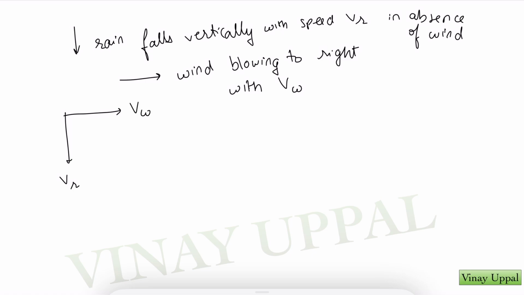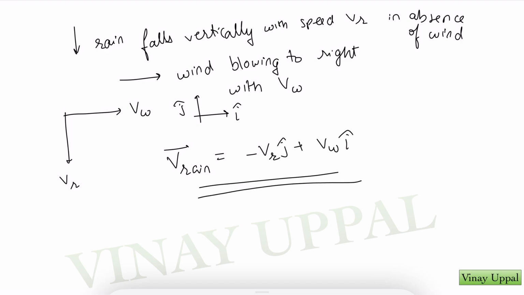So the wind velocity just gets added to the rain velocity, and if I take this as my i cap and upward as j cap, I can just write my rain velocity as minus VR j cap plus VW i cap. So this will be my rain velocity, and then they can give you an observer running at some speed. They can ask you at what angle the umbrella should be held. So now this is exactly like the previous problem. Here we've just gotten the rain velocity in the ground frame by adding the wind velocity.